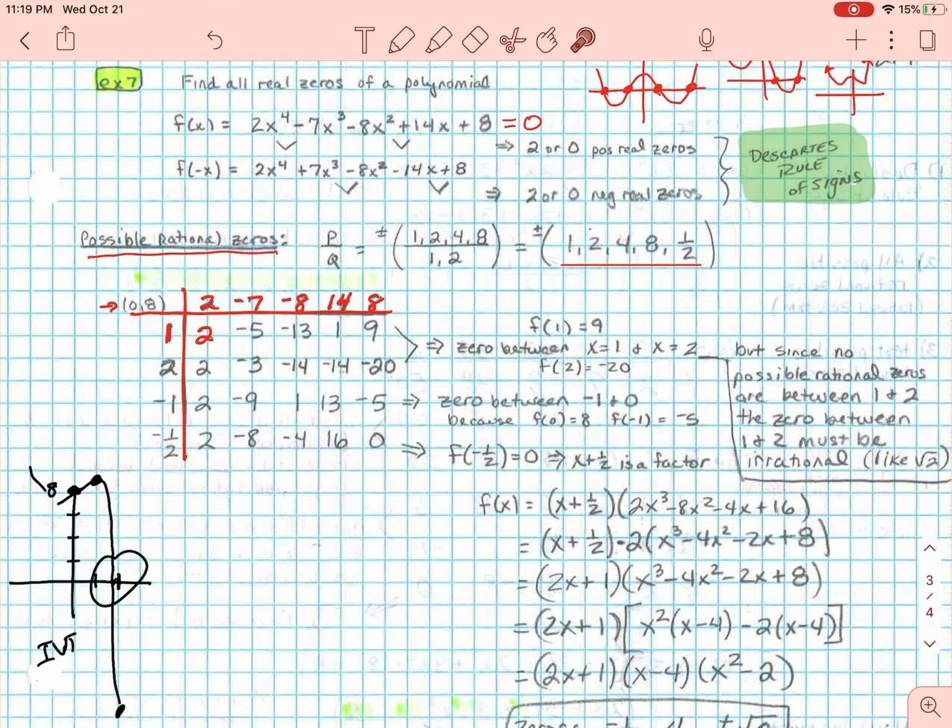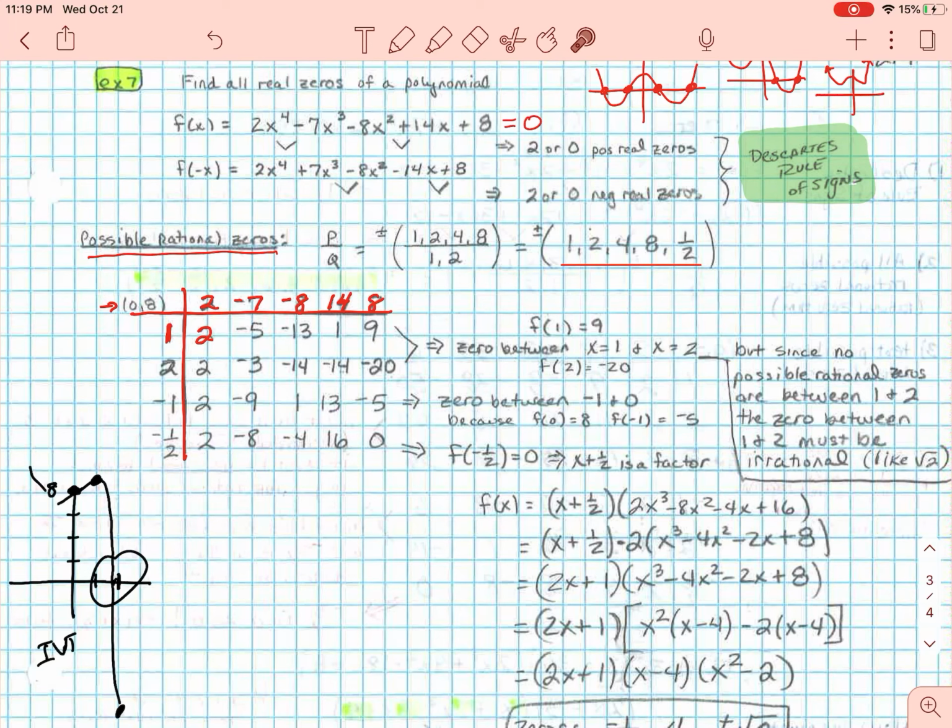But at this point, you could go ahead and you could try 4. And there's really no right answer as to what you should try next. You could try 4, and then you could try 8. But I chose to go smaller numbers, and I chose to try -1 because you know that there's 2 or 0 negative real zeros. So I tried -1.